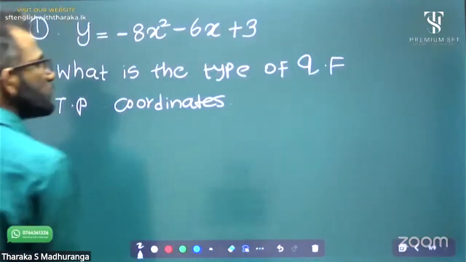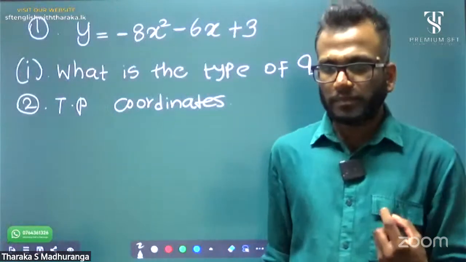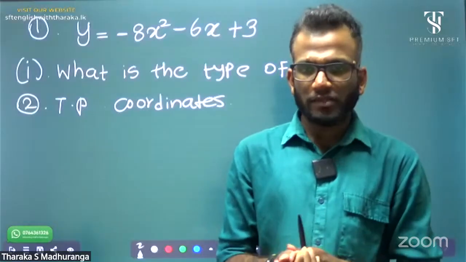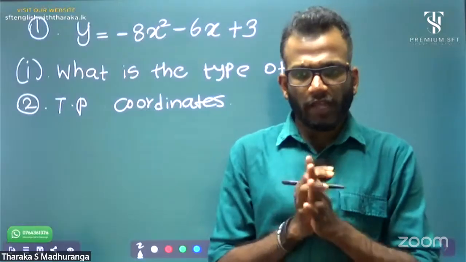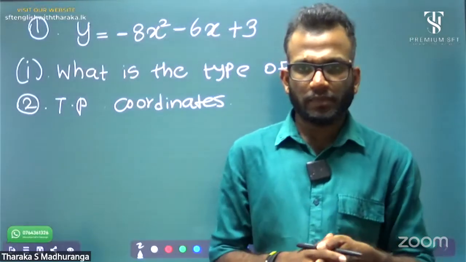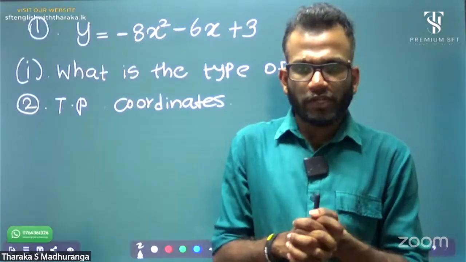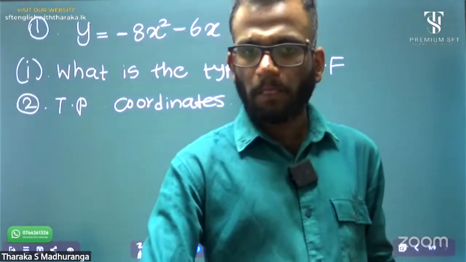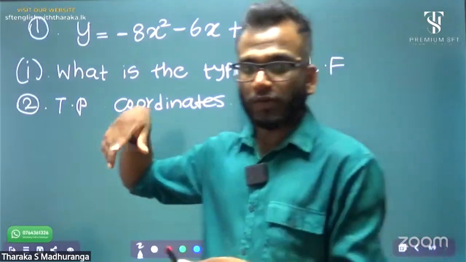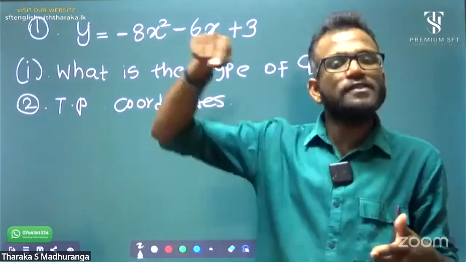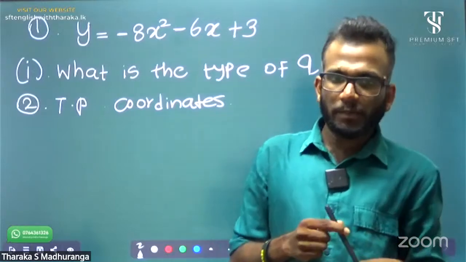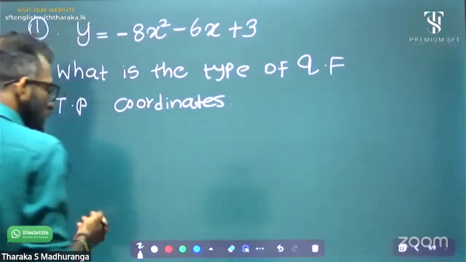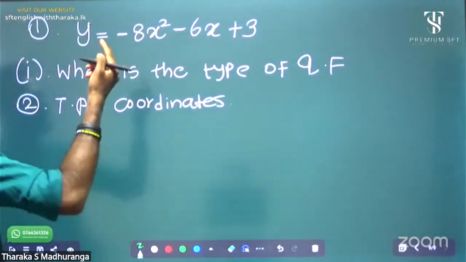Okay, what is the type of this quadratic function? Is it maximum or minimum? Samya, what's the type? Definitely it is maximum. Very good. Then turning point coordinates mean maximum point coordinates, because this is a maximum quadratic function.